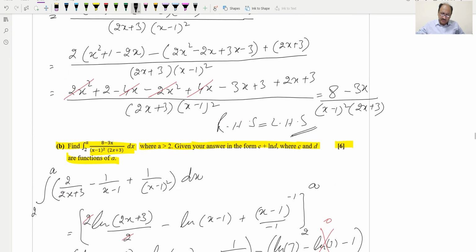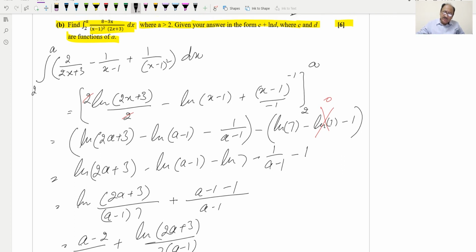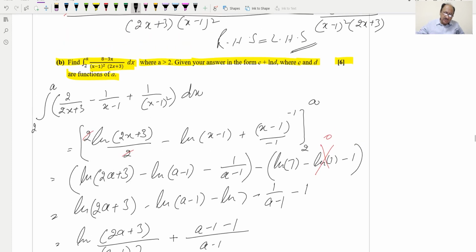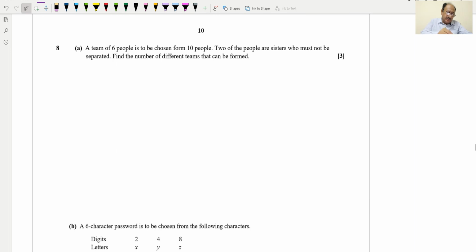So this is basically the same format which we were supposed to find, c plus log d. C plus log d is mentioned in the question, and these are basically the c and d values. This is in the same format which we were supposed to form. Hopefully you understood this.